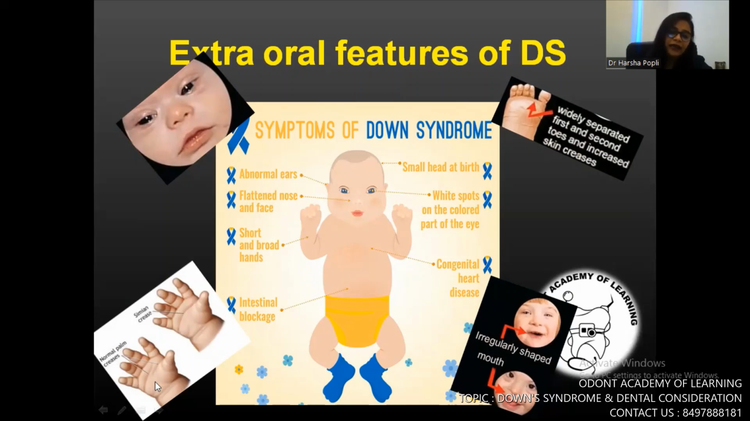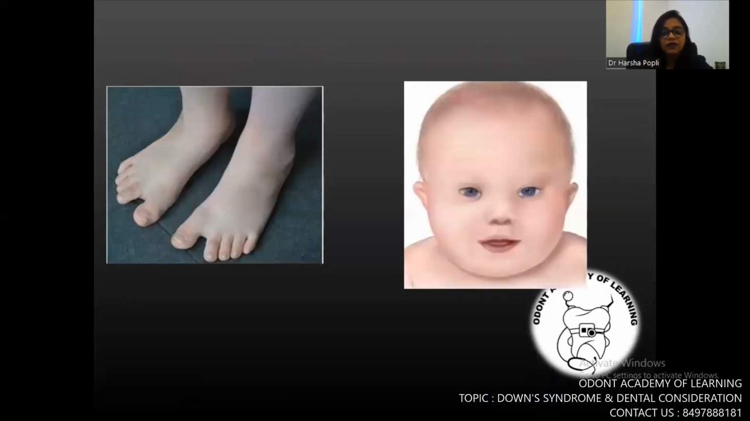This is a normal hand. Here you can see there are 2 lines. But in the Down syndrome patient, there will be just one single stretched line, which is called a simian line. Also, their head size will be small at birth. There will be abnormal ears. Short and broad hands can be seen. There is a white spot on the colored part of the eye, which is called Brushfield spots. The other feature is that the distance between the first and second toe is very high, like the distance is too much.